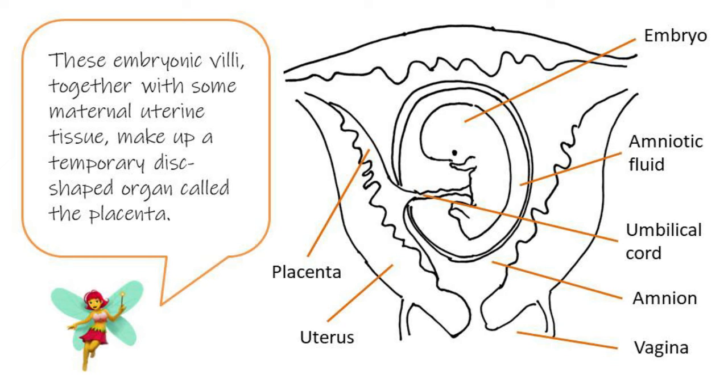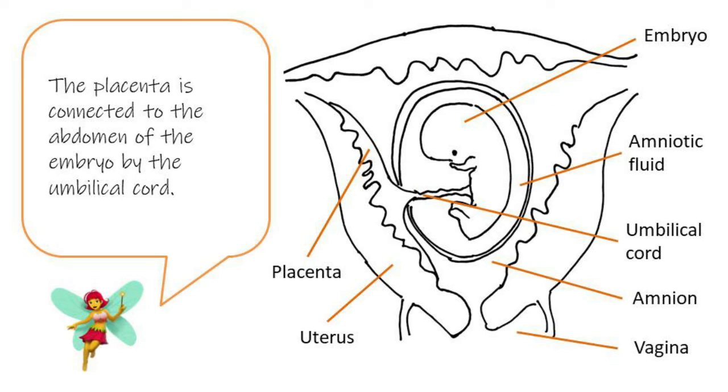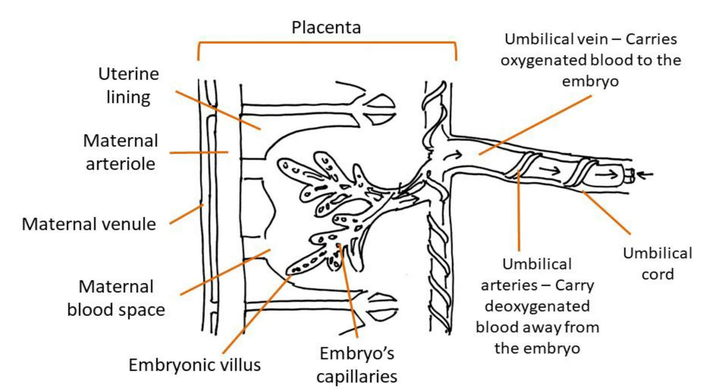Formation of the placenta. Around the 3rd week, the embryo develops finger-like villi that grow into the uterine lining. These embryonic villi, together with some maternal uterine tissue, make up a temporary disc-shaped organ called the placenta. The placenta is connected to the abdomen of the embryo by the umbilical cord. The cord contains 2 umbilical arteries, which carry deoxygenated blood from the embryo to the placenta, and an umbilical vein which carries oxygenated blood from the placenta to the embryo.